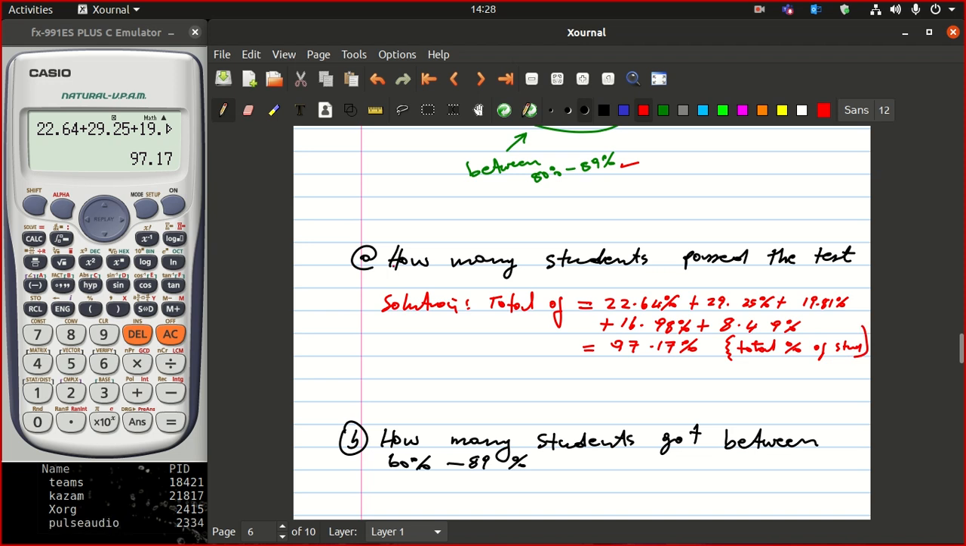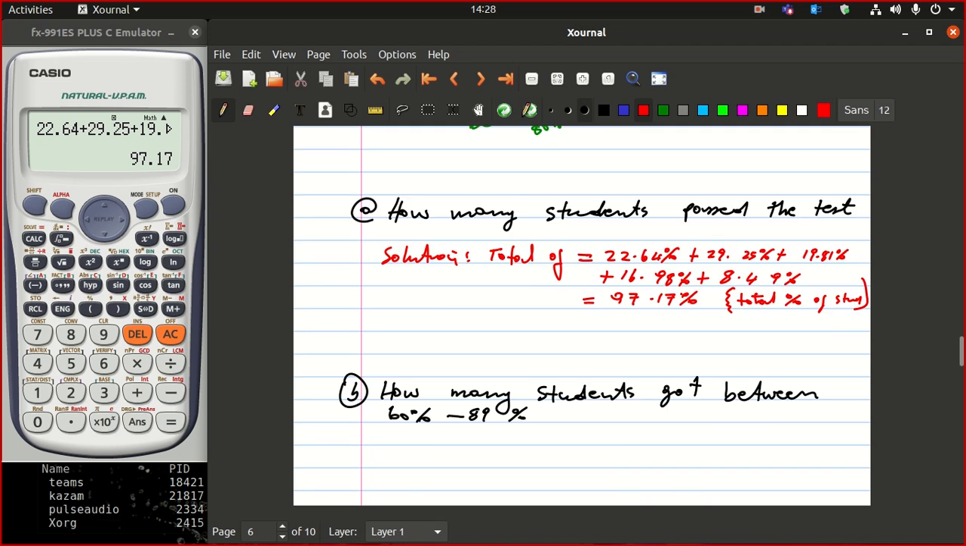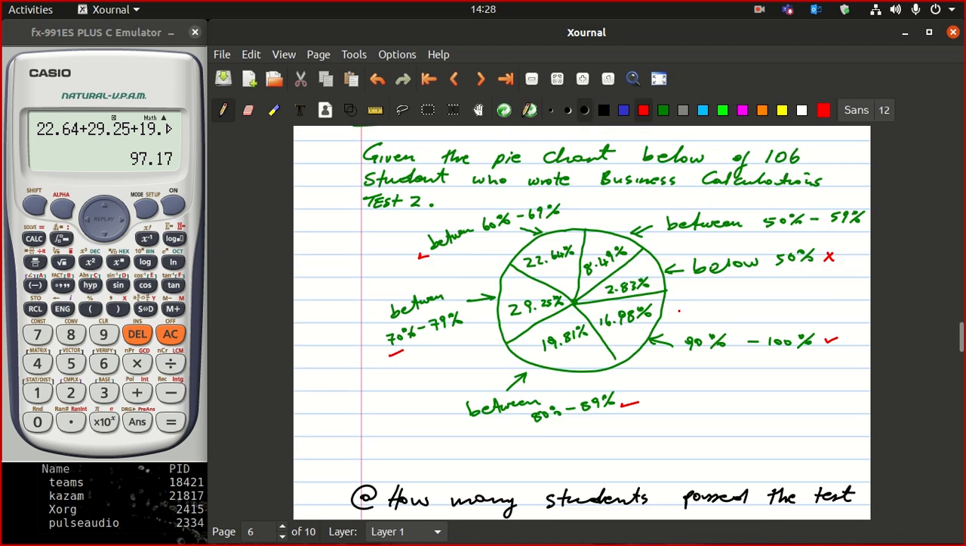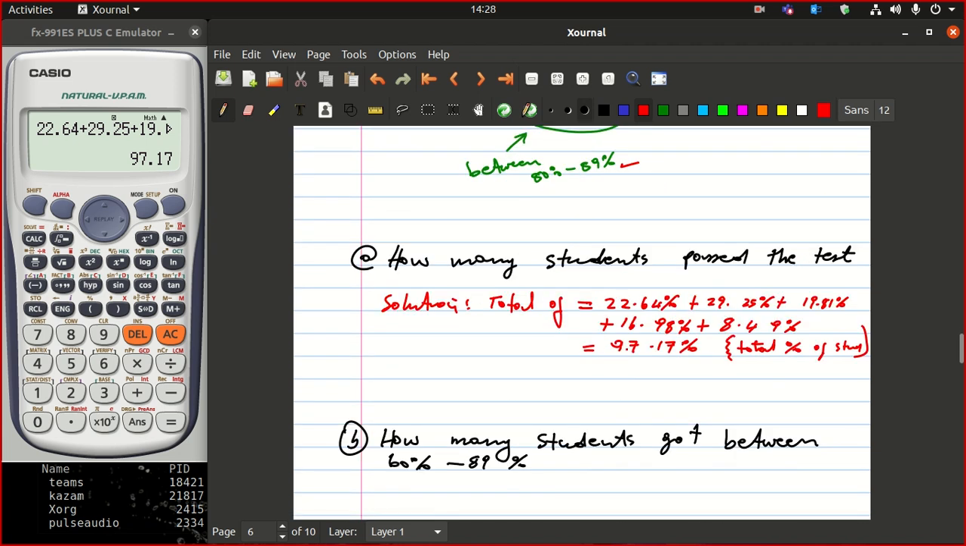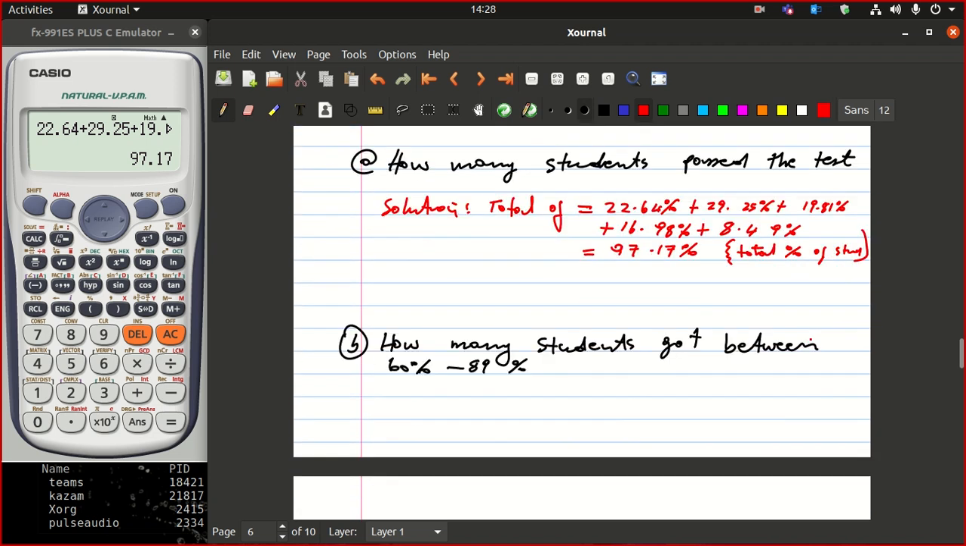But the question here is saying how many students passed the test. This is the percentage of students who passed the test out of 106. How do we get the number of students from this percentage? This one is a fraction of that total. So what you need to do here is take this percentage as it is, because a percentage is counted out of 100.